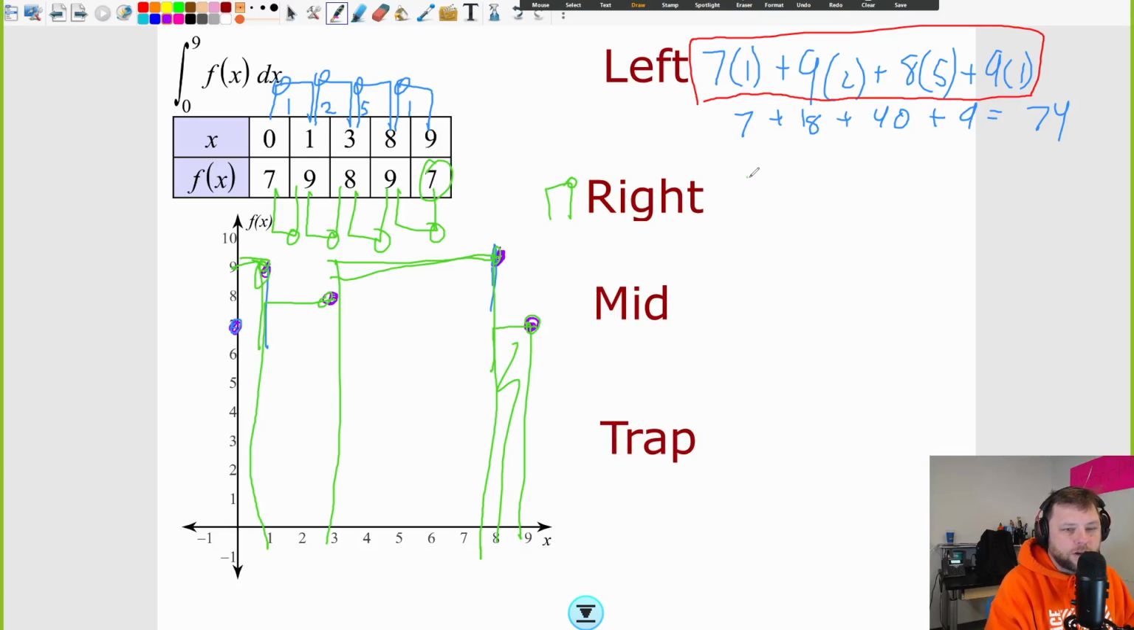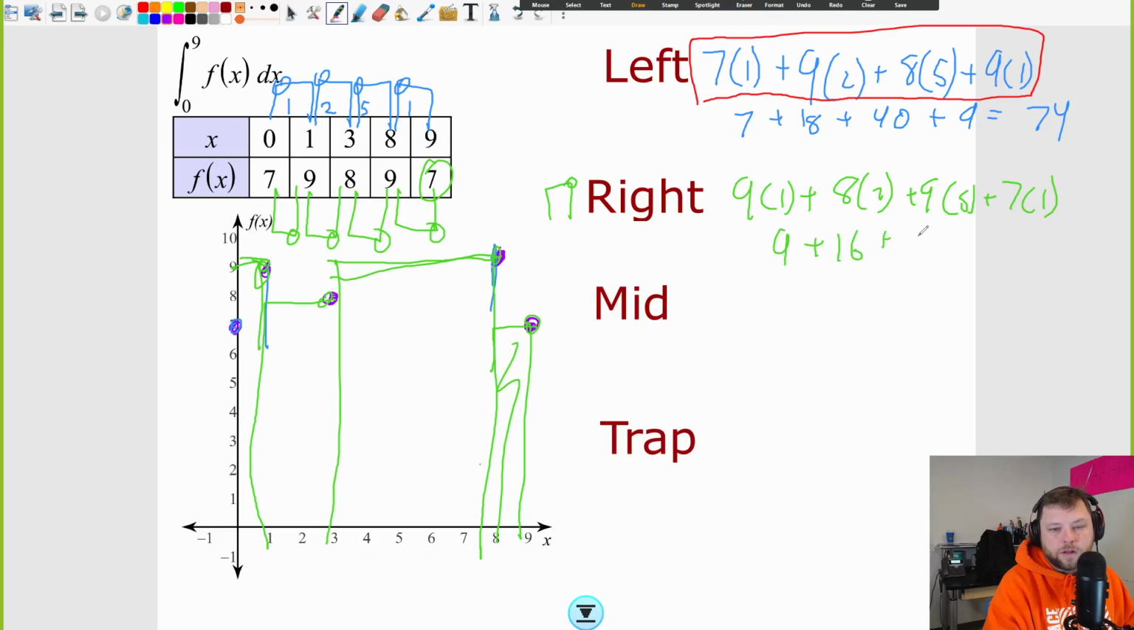So this is a height of 9 times 1. It doesn't matter, maybe you start over here. This one right here is going to be the height of 8 times 2. This one will be a height of 9 times 5. And then this will be the height of 7 times 1. You can leave it like that or figure out 9 plus 16 plus 45 plus 7, which is 25 plus, so 77 I get.